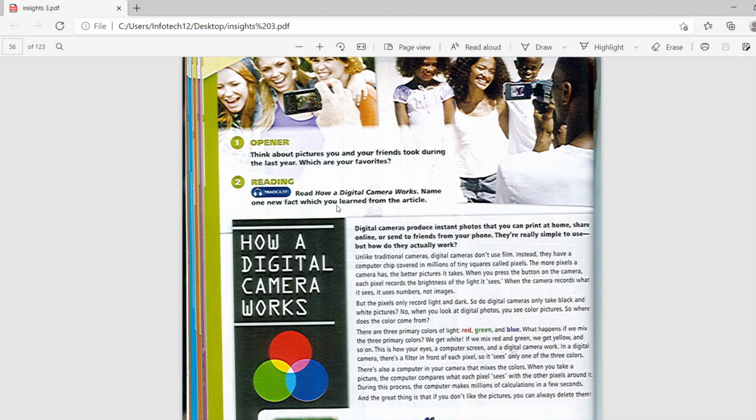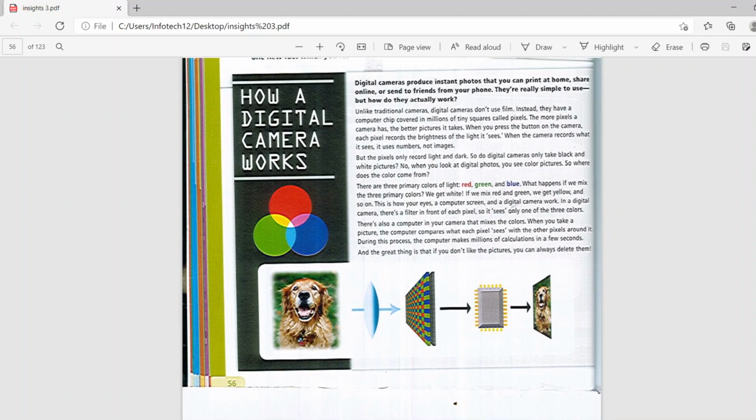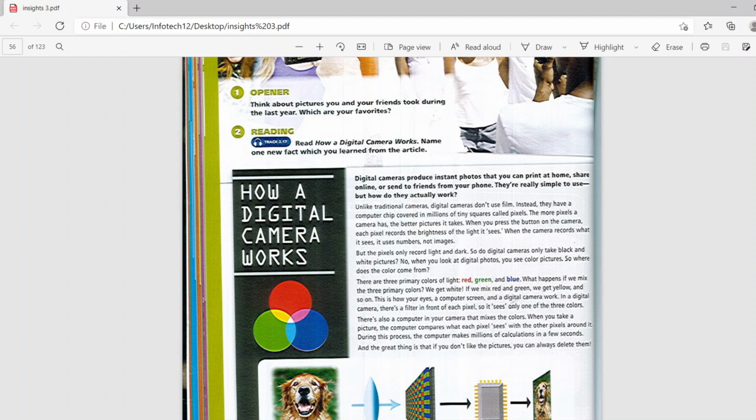Then you are going to have exercise number 2. This is a reading. Read how a digital camera works and name one new fact which you learned from the article. You are going to read all this information and after that you are going to think about it. Name one new fact which you learned from the article, something new that you learned.